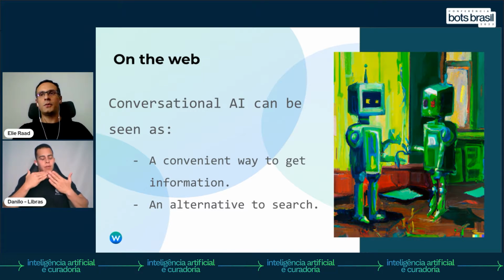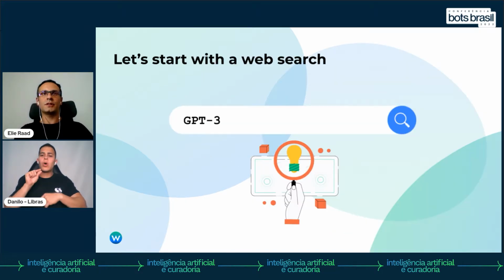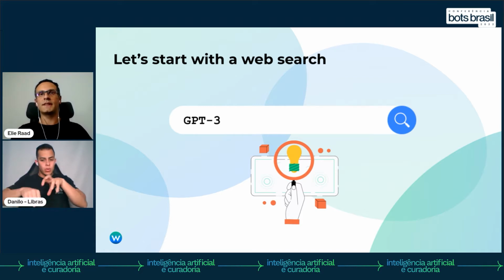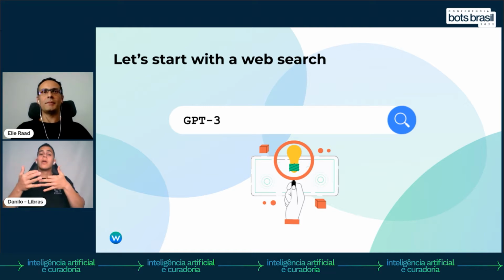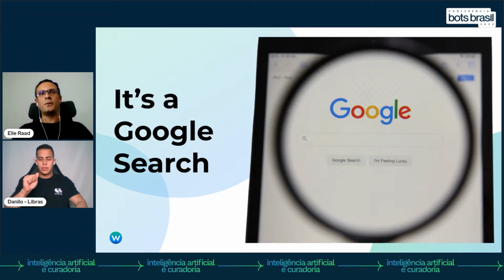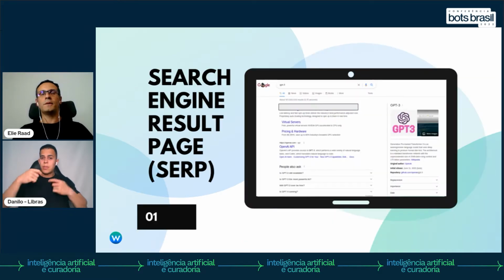As I said, we're talking about search. So let's do a web search. We're searching the web for this keyword. It's GPT-3. You don't need to know anything about GPT-3. It can be any query. So now we're talking about search. We're using Google search.